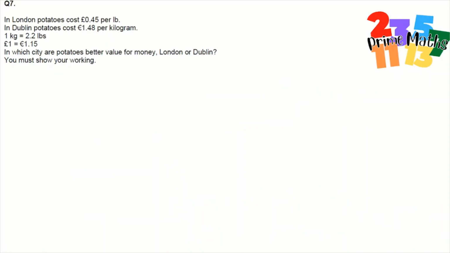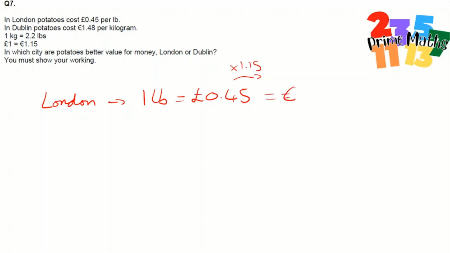Question 7 is a tricky currency exchange question. We need to find two comparable values. I'm going to start with the fact that we know that in London we can have £1 of potatoes costing us 45 pence. If I multiply this by 1.15, that will tell me what £1 of potatoes is worth in euros. That comes out at 51 cents and a little bit. It doesn't matter that this isn't correct in terms of money because we're using this to compare to another value.